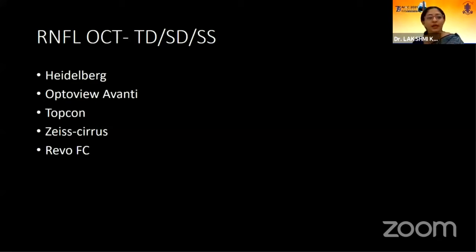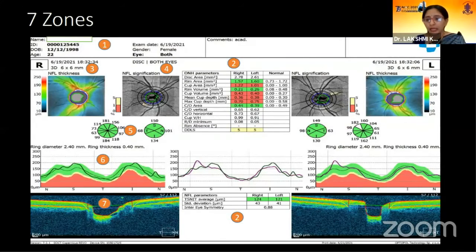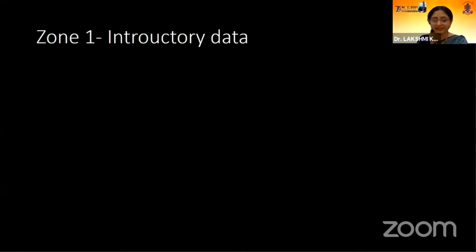It can be a time domain OCT, a spectral domain, or a swept source OCT. It can be any of the various platforms that we have, and all of these give rise to colorful printouts with a lot of data on them. We have to remember that all data are similar. Each of them has a specific use, and if we know the use of each one, we can actually diagnose glaucoma. A printout can be divided into 7 zones. I will be explaining each of the zones in detail now.